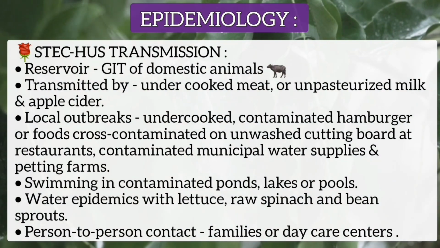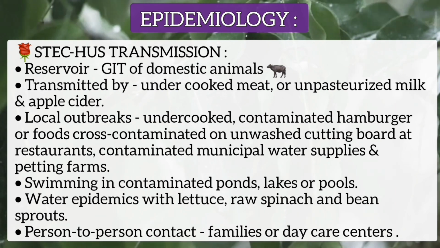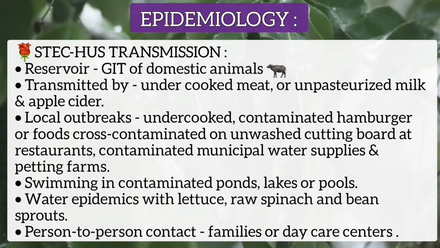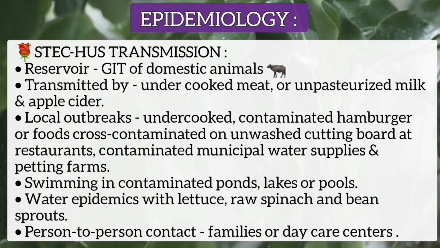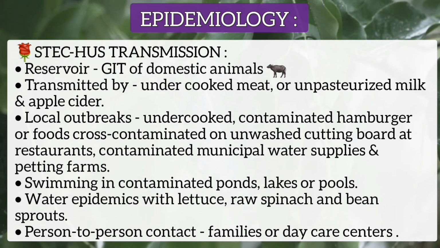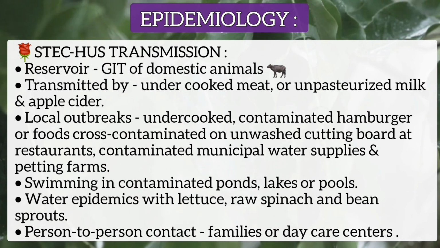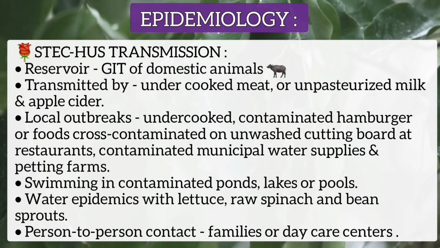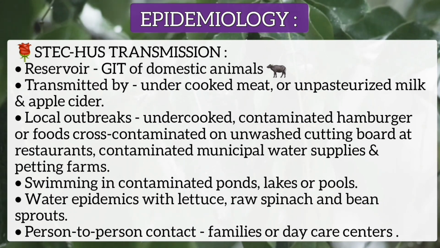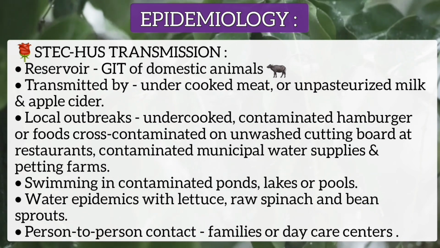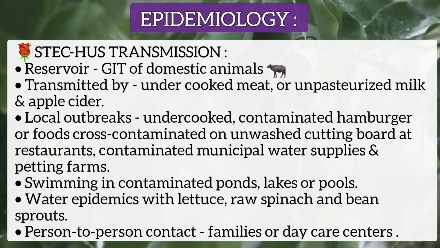Now, the epidemiology. The reservoir of Shiga toxin-producing E. coli is the intestinal tract of domestic animals. It is transmitted by undercooked meat or unpasteurized milk and apple cider. Now, local outbreaks have occurred with undercooked contaminated hamburger and food cross-contaminated on unwashed cutting boards at fast food restaurants. It can also spread by contaminated municipal water supply, petting farms, or swimming in contaminated ponds, lakes, or pools. Outbreaks have also occurred with lettuce, raw spinach, and bean sprouts. Now, person-to-person contact is responsible for spread in families or daycare centers.